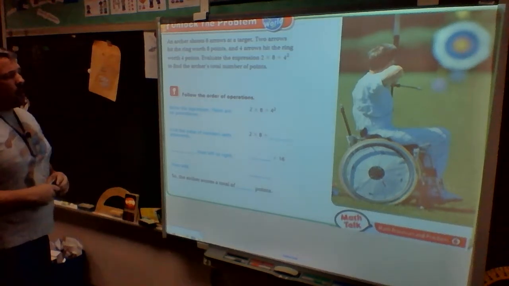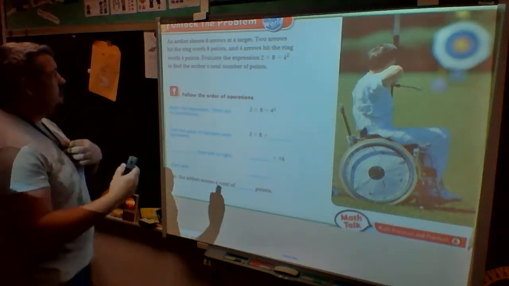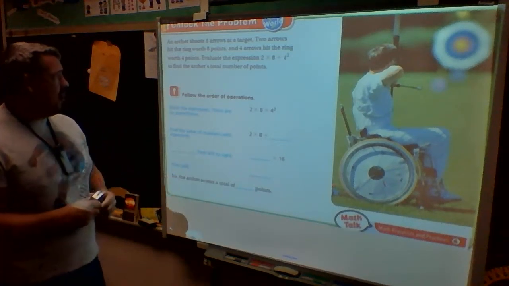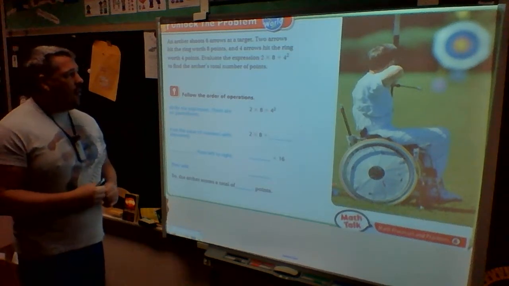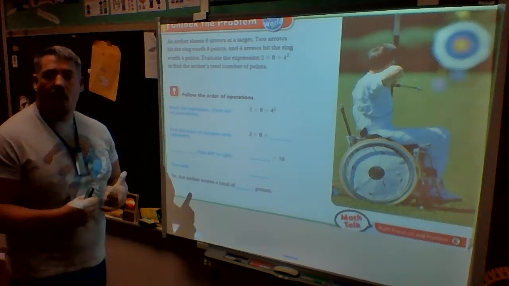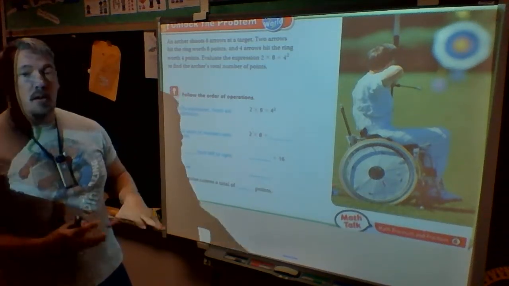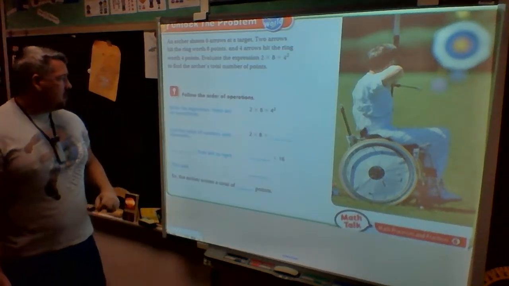So the scenario that they start us with, so we understand how to use these. An archer shoots 6 arrows at a target. 2 arrows hit the ring worth 8 points, and 4 arrows hit the ring worth 4 points. Evaluate the expression. Evaluate is just a big fancy term for solve for this expression that doesn't have an answer. To find the archer's total number of points.